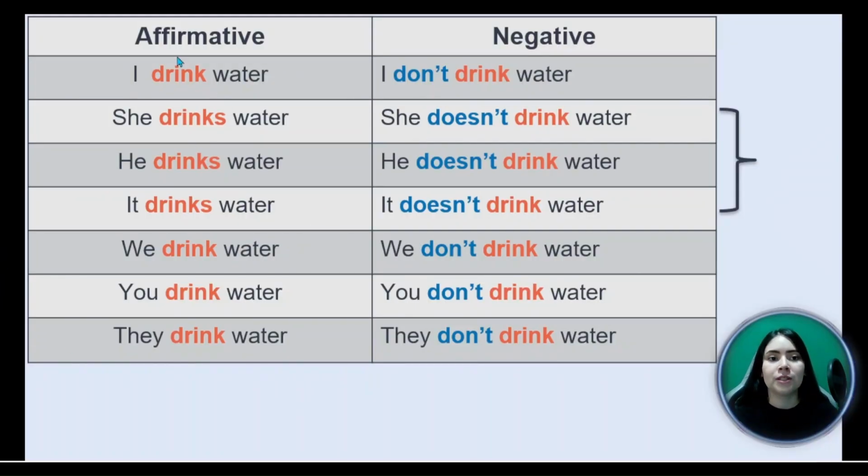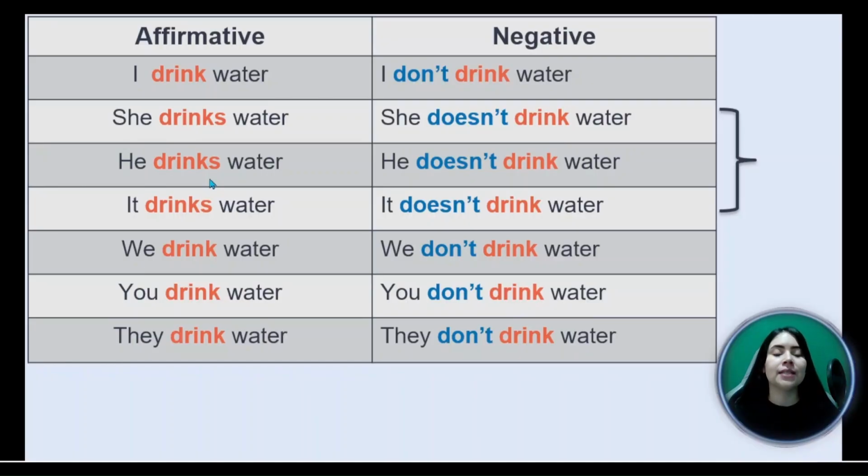More examples. Affirmative sentences, negative sentences. Affirmative sentence: I drink water. Negation: I don't drink water. She drinks water. S in the verb. In the negation, we use does. She doesn't drink water. No S.